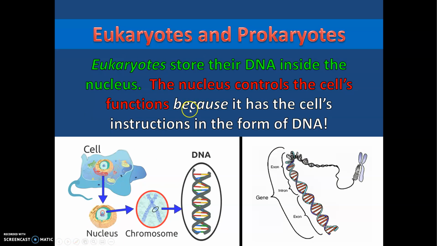So eukaryotes or eukaryotic cells will store their DNA inside of a nucleus. So here we have our nucleus. Inside the nucleus, we will have our chromosomes, and in that chromosome, you'll find your DNA. And remember, the nucleus controls the cell's functions because it has the instructions in the form of DNA.